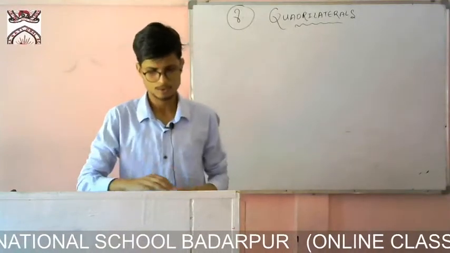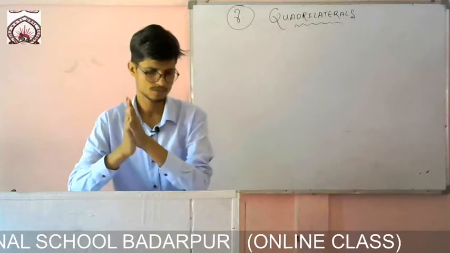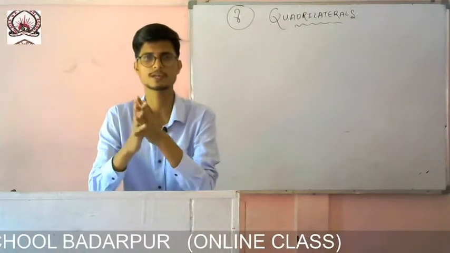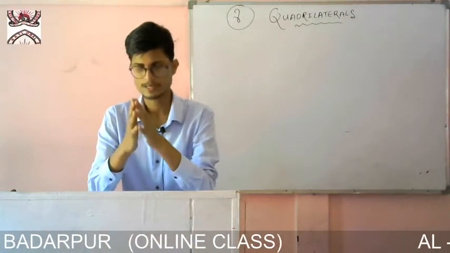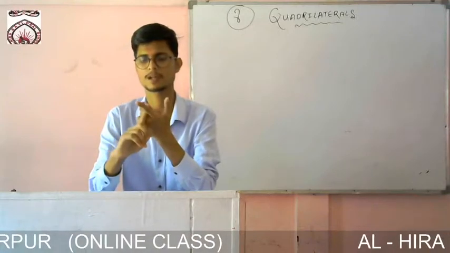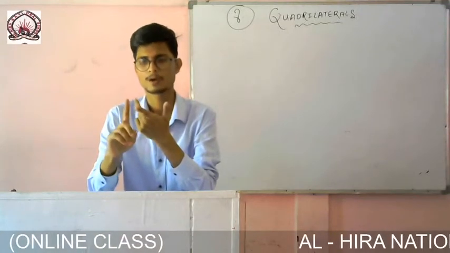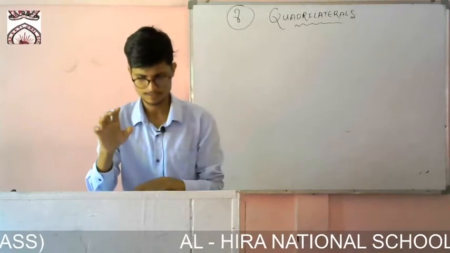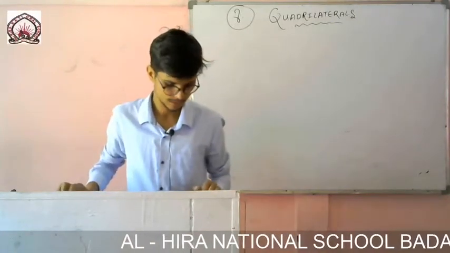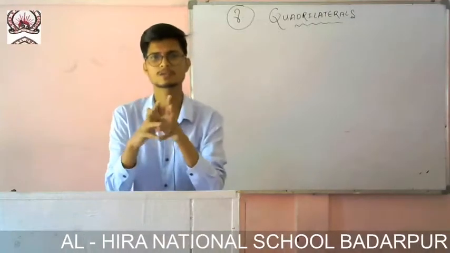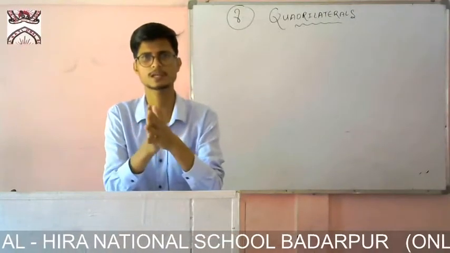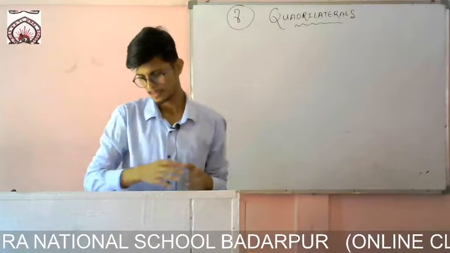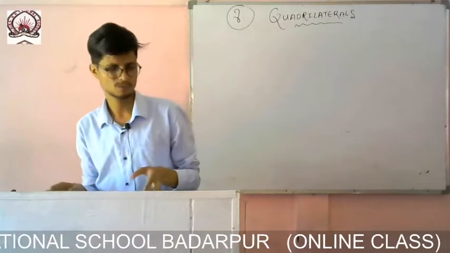So quadrilateral, a plane figure bounded by four sides, is called a quadrilateral. There are different types of quadrilateral like parallelogram, square, rhombus, kite, trapezium. Rectangle also you can take. So these are the quadrilaterals. We know that the sum of the angles of a quadrilateral is 360 degrees. This thing we'll use now, and we know the properties.